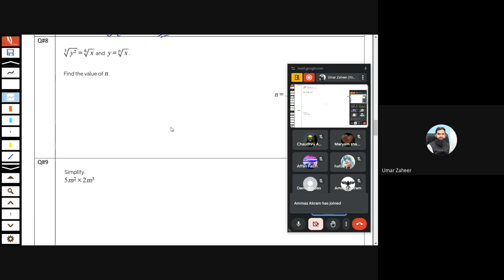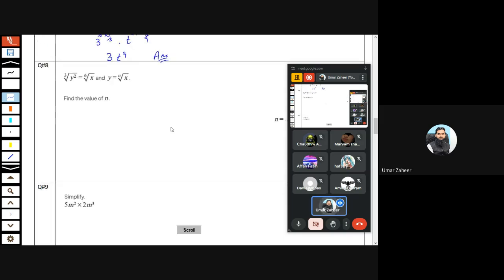In question number 8, we have the cube root of y squared equal to the sixth root of x, so y is equal to something with no root on x. Let's see how this can be simplified. I just want to remove the cube root from here, it's easier for me.